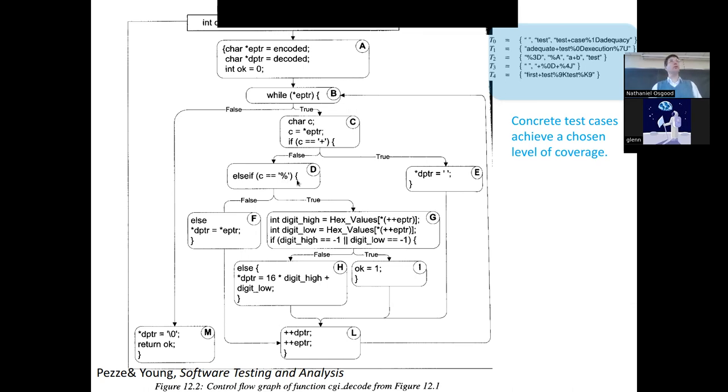Anyone know? With CGI encoding, what's a percent sign? What does that mean? Sorry? It's the start of a special character, and it encodes it in hex. And so here, percent 20 is what? Yes, it's a space. What does it correspond to in hex? What is 20? Please tell me. Have you forgotten your hex, dear students? Hexadecimal, what is 20? What does 20 in hex correspond to in decimal?